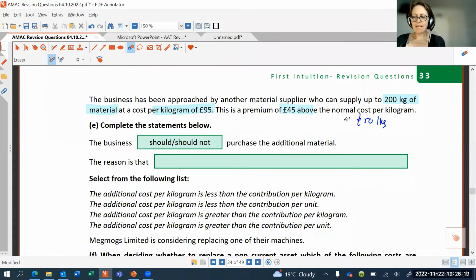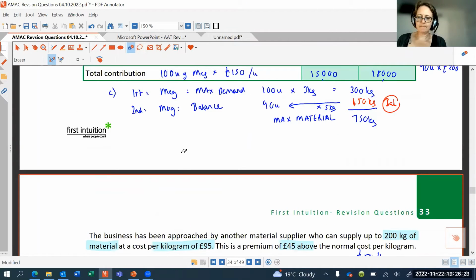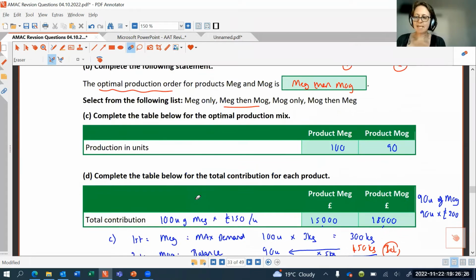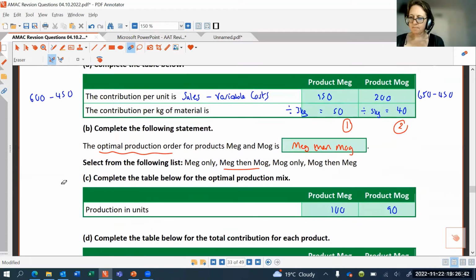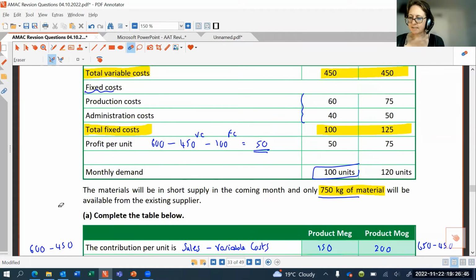Well, let me take you back a step and say, if we did have extra material, what would we do with it? What would you make if you had any extra material? Because we can't make everything we want to because we've run out of materials. If I could get some more, what would I be doing with it? I'd be making some MOGs. I completely agree. We've only made 90 of product MOG, and yet there was demand for 120 of them. So if I had some extra material, I could actually make some extra product MOGs.